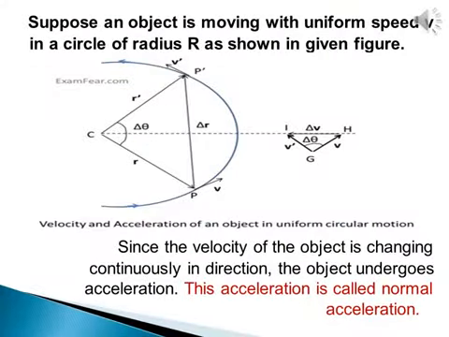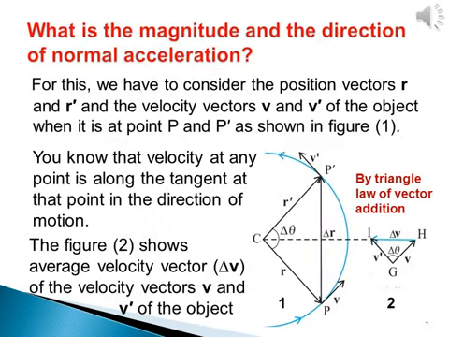Suppose an object is moving with uniform speed v in a circle of radius r, as shown in the given figure. Since the velocity of the object is changing continuously in direction, the object undergoes acceleration. This acceleration is called normal acceleration. Now, let us see what the magnitude and the direction of normal acceleration should be.